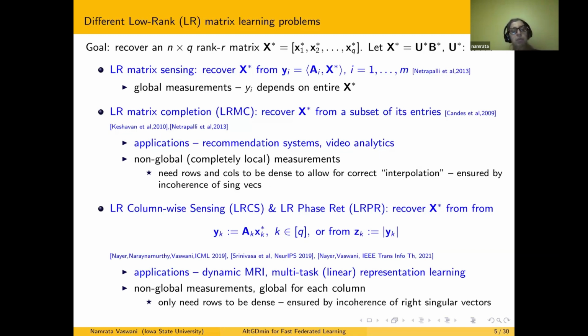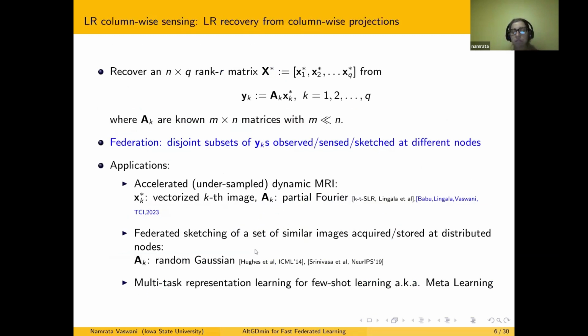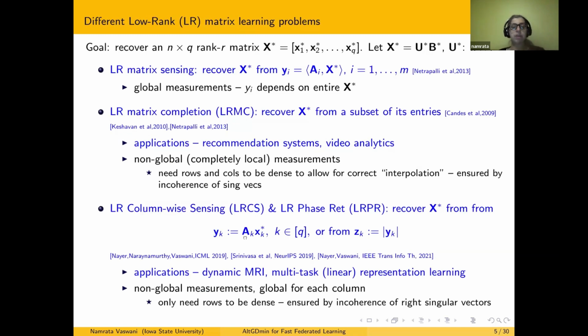Now there is the 3rd problem, which is in between these 2 problems, which is called low-rank column-wise sensing, and then also phase retrieval. This is the problem I'll talk about. Here you have column-wise linear projections of X star k. So for each column, you have a dense linear projection. A k could be a random Gaussian matrix for the sake of proving theorems, and A k is a partial Fourier matrix for the sake of, say, the MRI application.